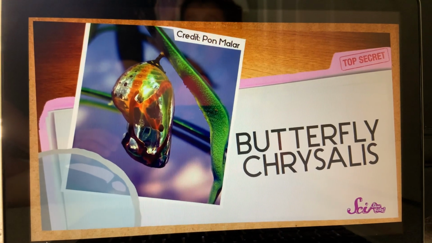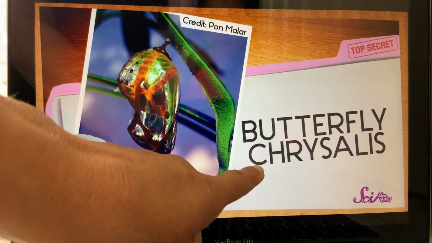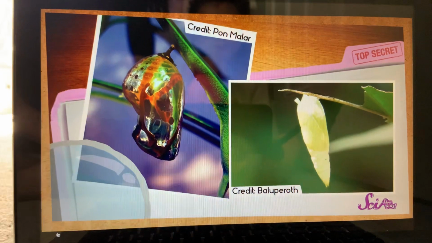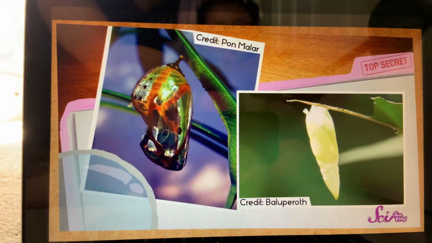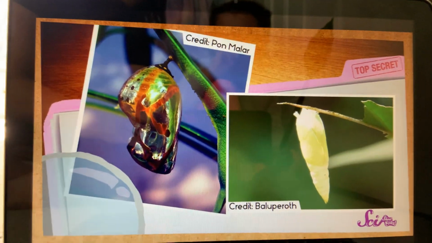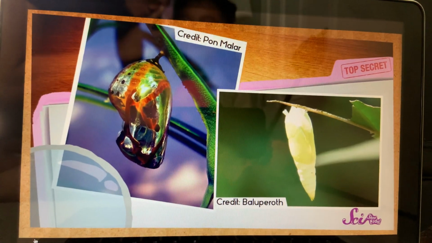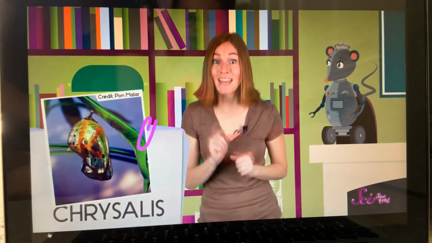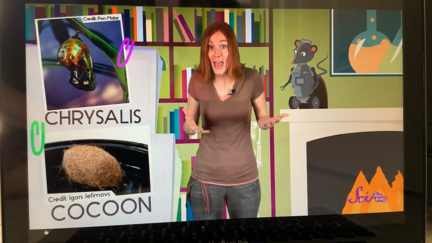Butterflies also change inside a special case, but theirs is called a chrysalis. Butterfly caterpillars don't spin their chrysalis out of silk like moths do. The chrysalis is actually a hard layer of skin, so it looks smooth. Inside this chrysalis, the butterfly caterpillar will become an adult butterfly. So even though the cocoon and the chrysalis do the same thing, they're made of different stuff and they look different.